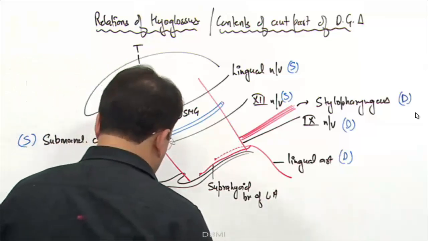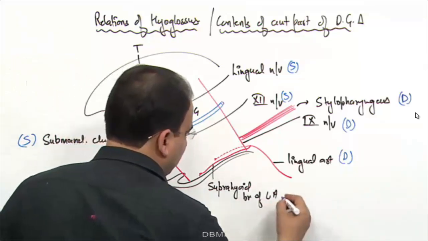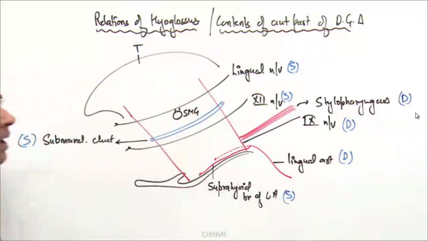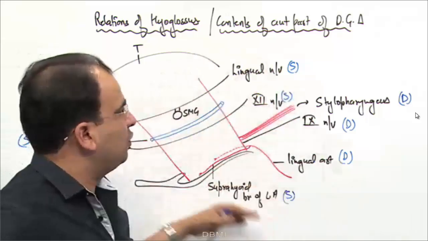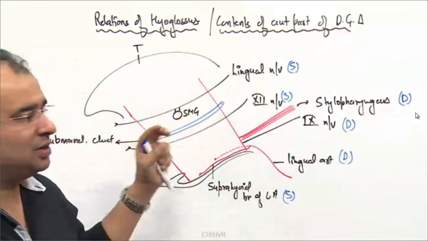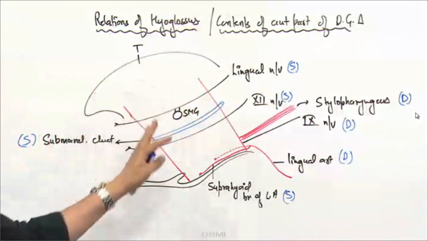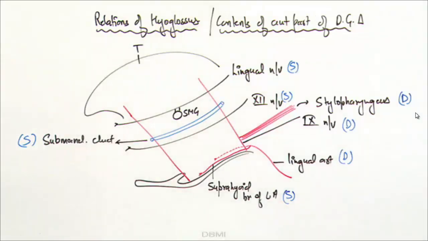Suprahyoid branch of lingual artery. This is also passing superficial to the hyoglossus. So these are the structures which are related to hyoglossus, very important, and they are important with respect to the relations of the hyoglossus. So all together they are forming the contents of the anterior part of digastric, and the relations are very important, that what are the superficial and what are the deep structures to hyoglossus.